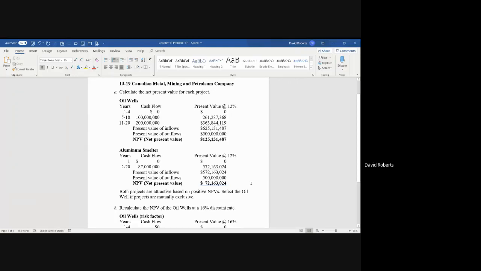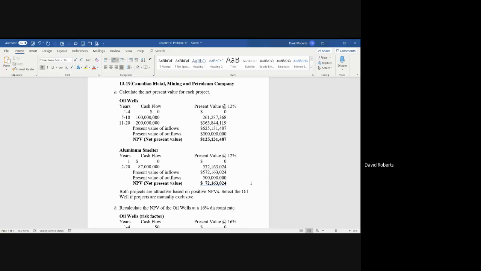Chapter 13, Problem 19. In this particular case, we have a capital budgeting problem, and we have various cash flows. So once we've read the information, we find out that under the oil well scenario, for the first 4 years, there are no cash flows. For years 5 to 10, which would be 6 periods of time. Remember, there's 10 so far, and the first 4 there's none, so that means n would be 6. You find the present value of that amount of money.